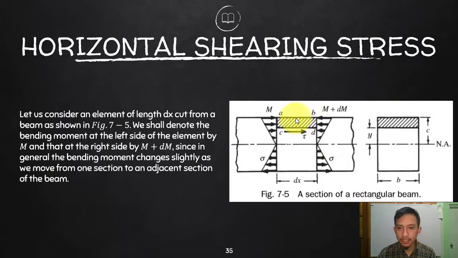So look at this. I already discussed this one. These are the bending stresses. Let's say we will consider a positive bending moment. So on top is compression, below is tension, and this is your neutral axis. This is the side view of your beam.